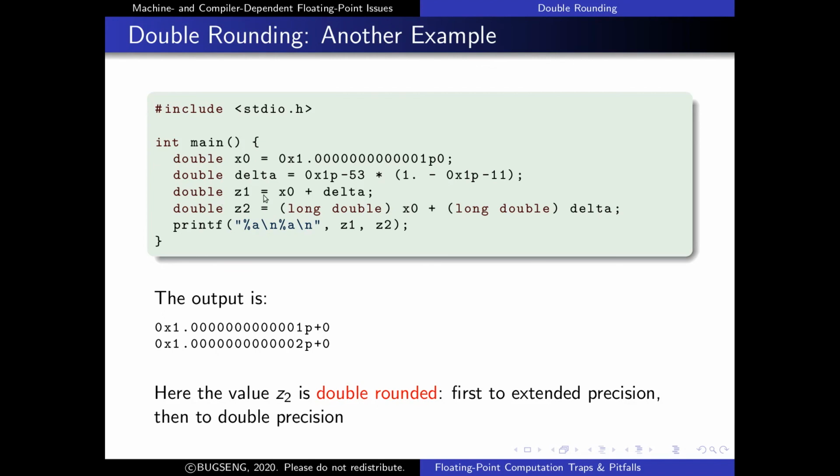Z1 is correct by definition. So what we get in Z2 is wrong. And why is it wrong? Because we have double rounding. The long double addition of x0 and delta is not exact, so we will first have a rounding of the real result to long double, and immediately afterwards we will have the long double rounded to double in order to perform the assignment to Z2. So this is double rounding.